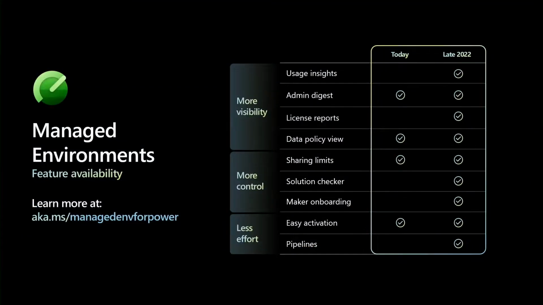Now, the features we walked through will be rolled out in phases. Some of them, like the admin digest and sharing limits, are available today. The rest will be rolling out by the end of the year. So in the coming weeks and months, you'll see usage insights on the homepage, new trends in the admin digest, and reports for license usage. Sharing limits will get more controls and support solution flows, and you'll be able to block unsafe deployments with Solution Checker. The custom maker onboarding and pipeline capabilities will also come later this year.